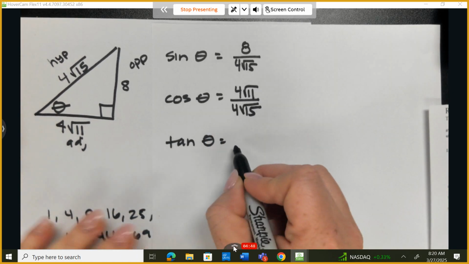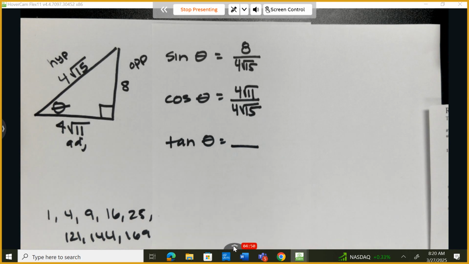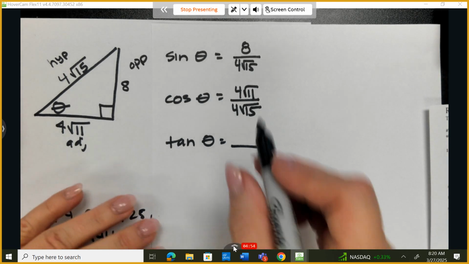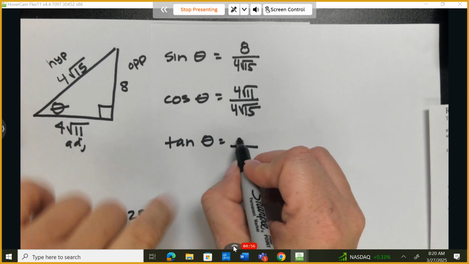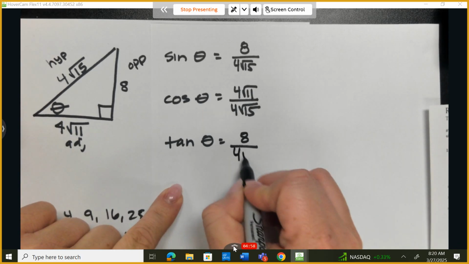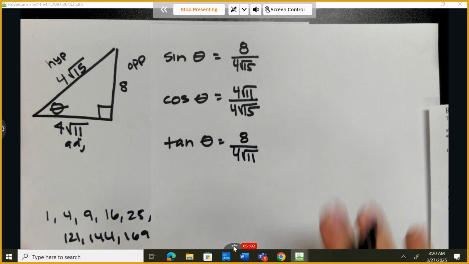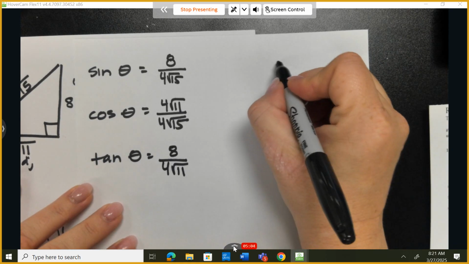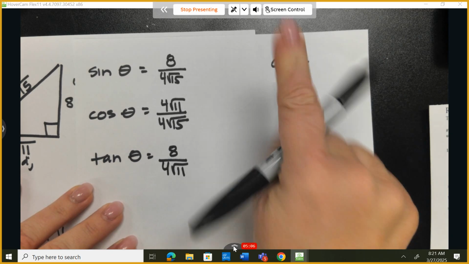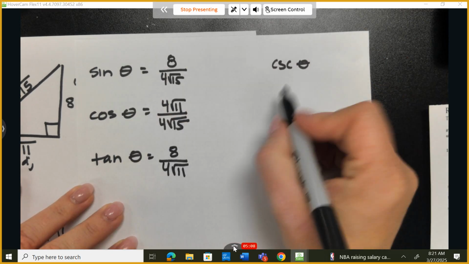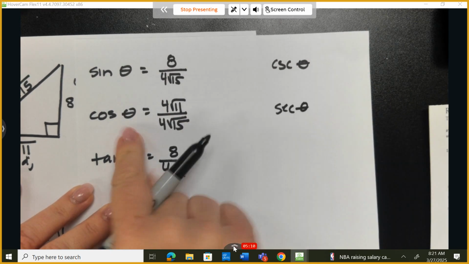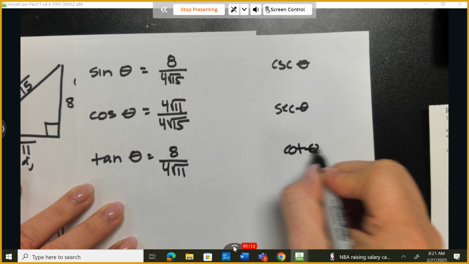This is great. Tangent is probably even a little more confusing. Foster, do you remember what tangent is? Awesome. Opposite, okay, over adjacent. Now, these are the primary trig functions. We'll do the secondary trig functions over here. The cosecant is going to be the reciprocal of sine. The secant is the reciprocal of cosine. Cotangent is the reciprocal of tangent.